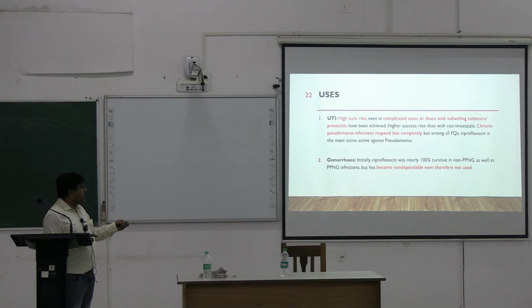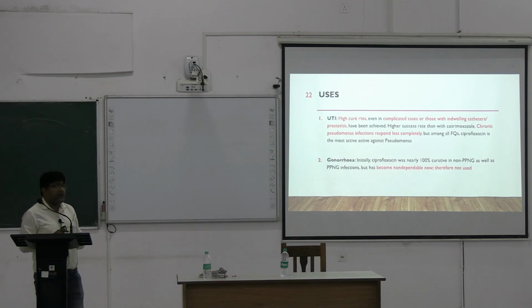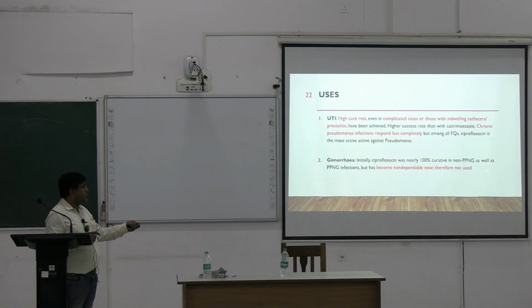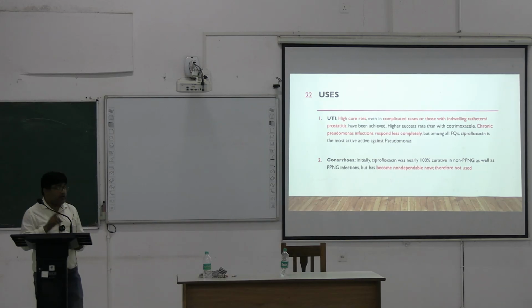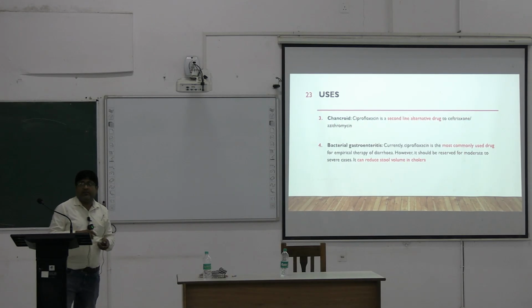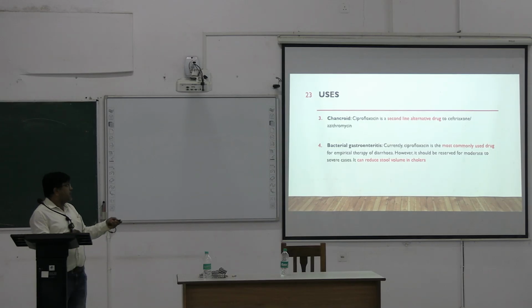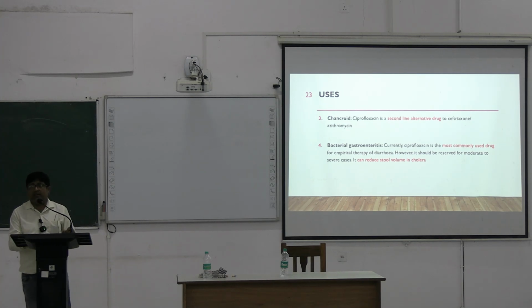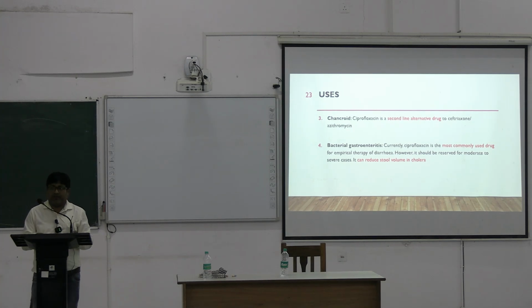Now, gonorrhea: they are 100% curative in non-PPNG, that is, non-penicillinase producing Neisseria gonorrhoeae, as well as PPNG infections. However, they are less dependable, therefore not used. Chancroid, caused by Haemophilus ducreyi: it is the second line alternative drug to ceftriaxone or azithromycin. Ceftriaxone and azithromycin are preferred for chancroid.